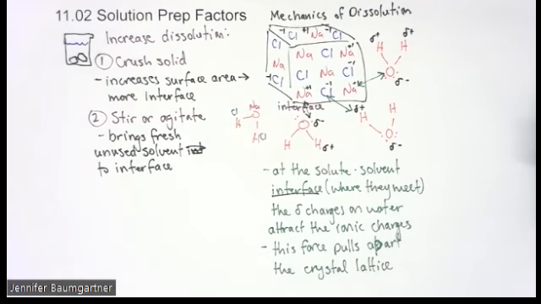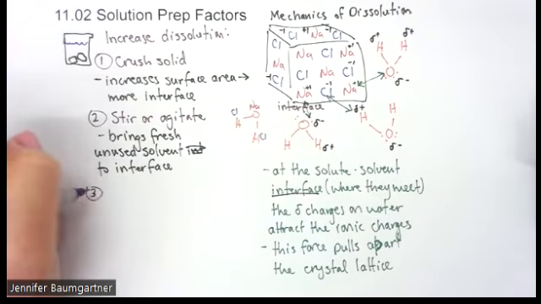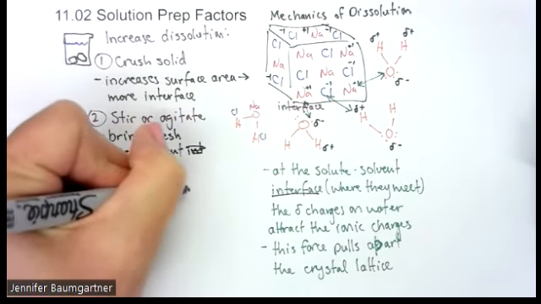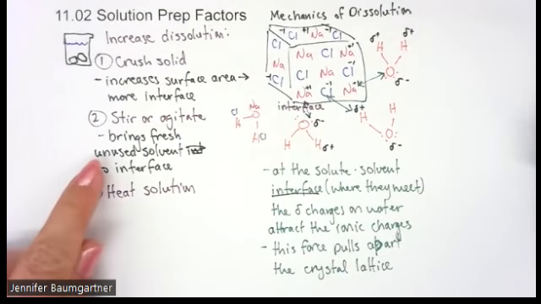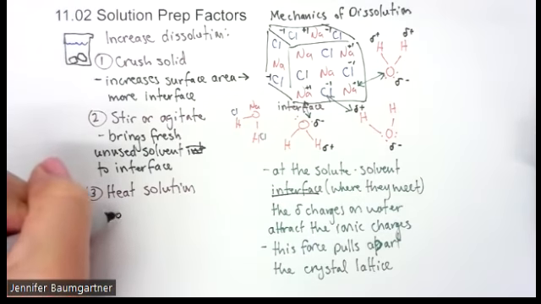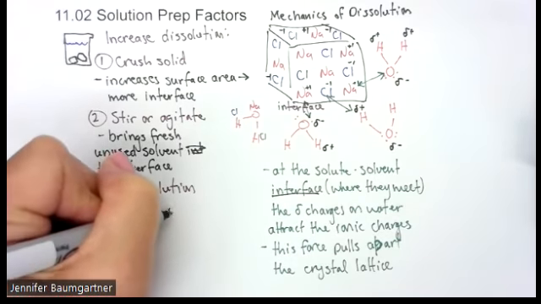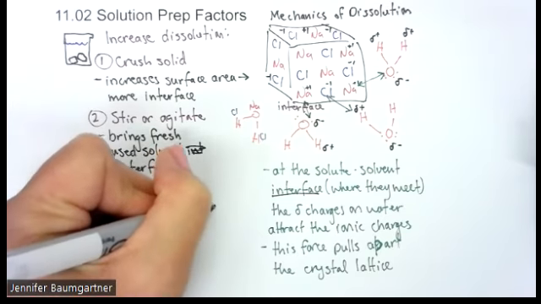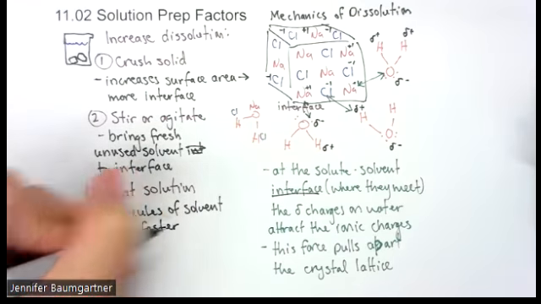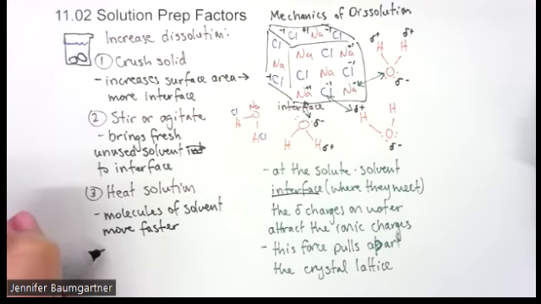The third thing you probably said was heat the solution. And this has the same thing. It brings in fresh solvent, but it does it through collisions. So when we heat the solution, the molecules of solvent move faster. And this faster moving solvent brings fresh solvent to the interface.